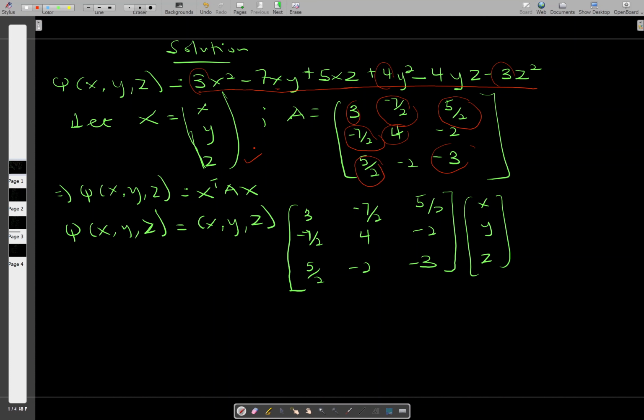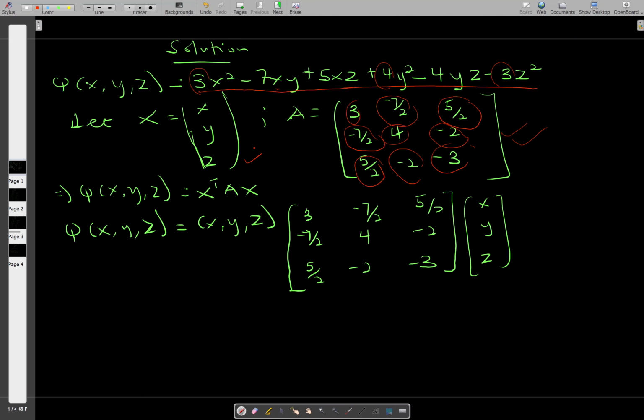Then we have negative 4yz. We divide negative 4 by 2, that's negative 2, and that will be the element in the second row, third column, and third row, second column. So we obtain our matrix A. Now we can write this in this form.